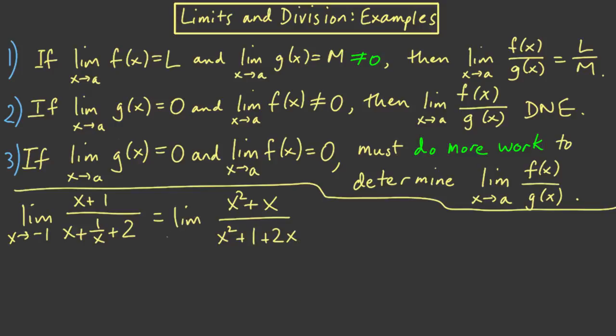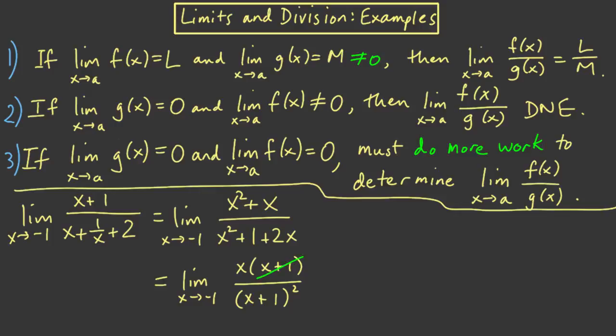And we're taking the limit as x approaches minus 1. So here, well, we still have both the numerator and the denominator going to 0 as x approaches minus 1, but now we can factor. So the top is x times x plus 1, and the bottom is x plus 1 quantity squared. And we're taking the limit as x approaches minus 1.